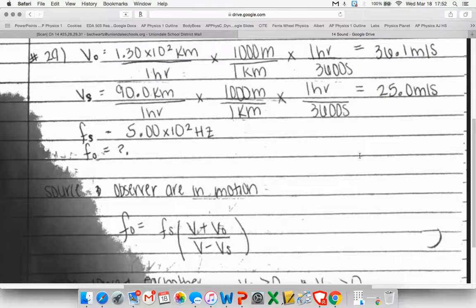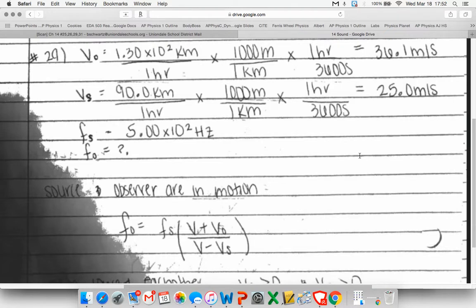Chapter 14, number 29. Two trains on separate tracks move towards each other. Train 1 has a speed of 1.3 times 10 to the second kilometers per hour. Train 2 has a speed of 90 kilometers per hour. Train 2 blows its horn, emitting a frequency of 5 times 10 to the second hertz. What is the frequency heard by the engineer on train 1?